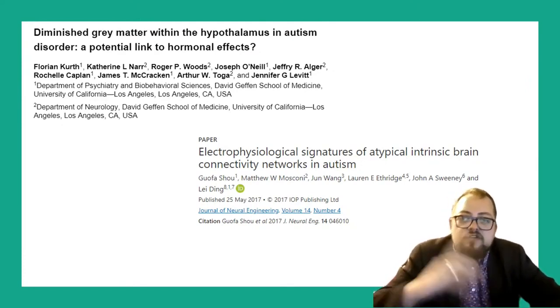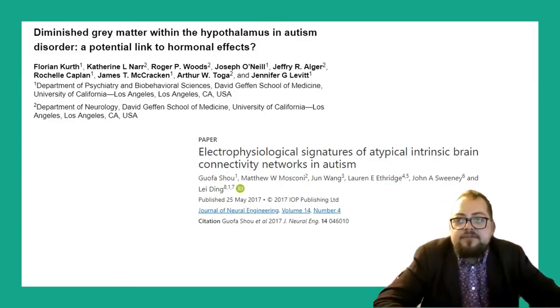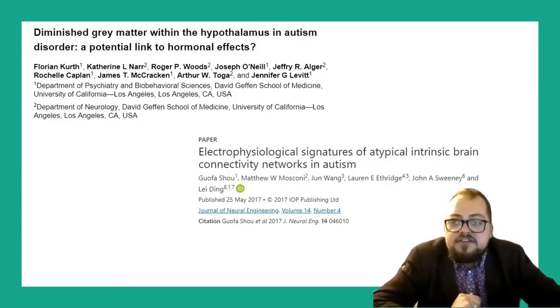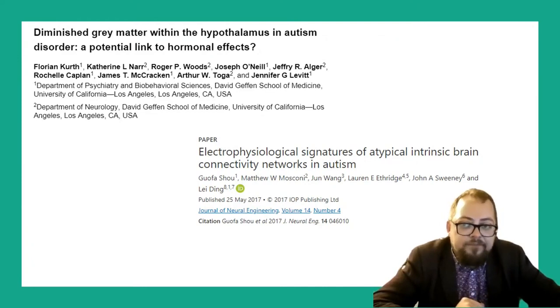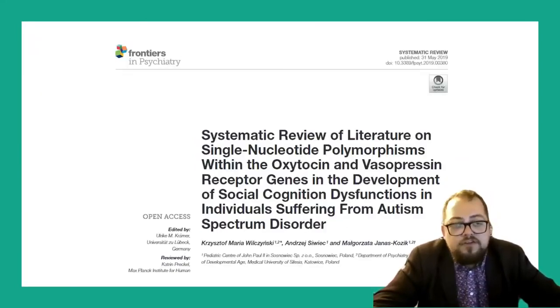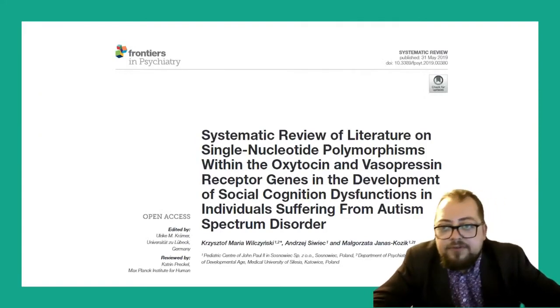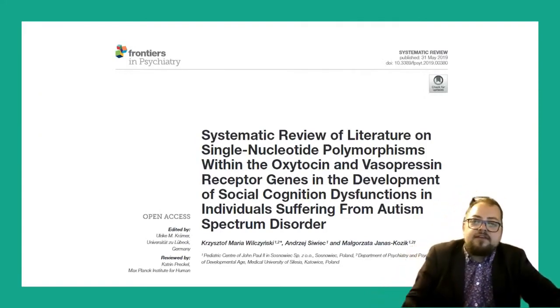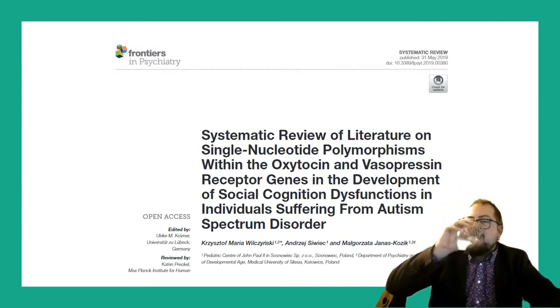On the other hand, studies on other nosological entities revealed data that suggest the participation of these neuropeptides in disorders such as ADHD or obsessive compulsive disorder, which often accompany ASD. Thus, this can also be an argument for the participation of those neuropeptides in the development of ASD. The second review considered single nucleotide polymorphisms in genes for the oxytocin and vasopressin receptors.